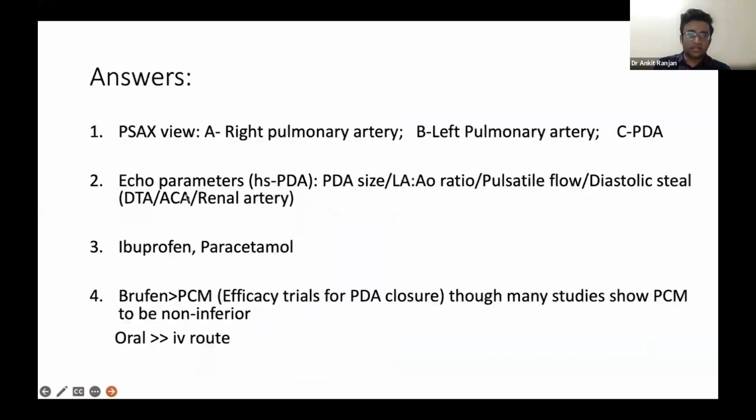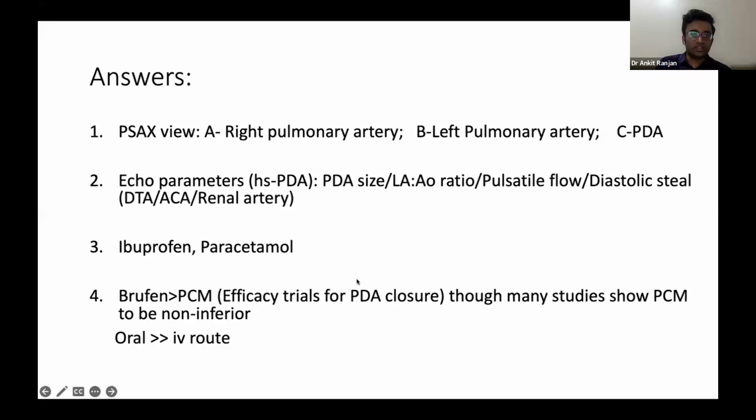Echo parameters, as you have guessed, for a hemodynamically significant PDA: a large PDA size, more than 3 mm, LA:Ao ratio more than 1.5:1, a pulsatile flow, which signifies a non-restrictive flow, and diastolic steal. Diastolic steal can be seen in various arteries: the descending thoracic aorta, cerebral artery, or the renal artery. So these echo parameters can help determine whether the PDA is hemodynamically significant or not.